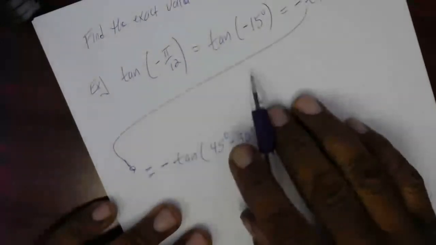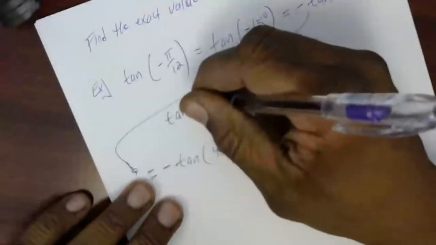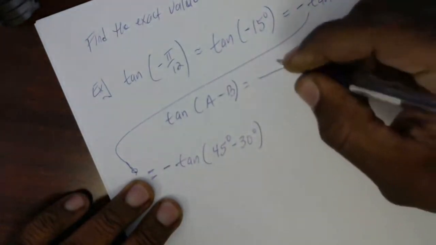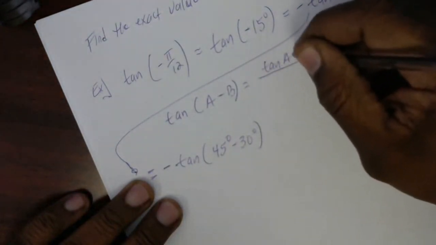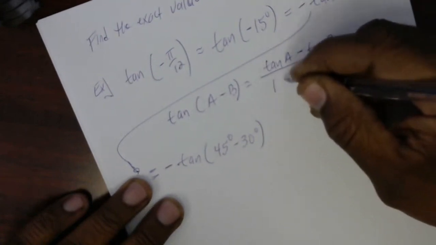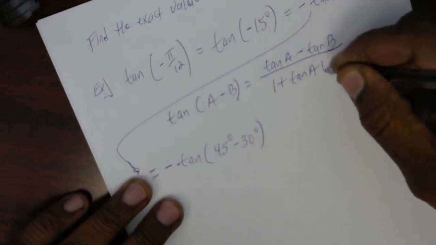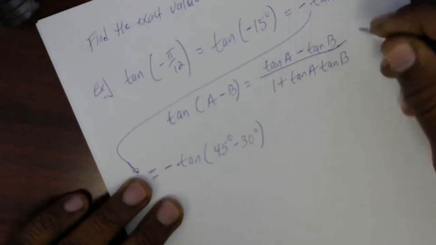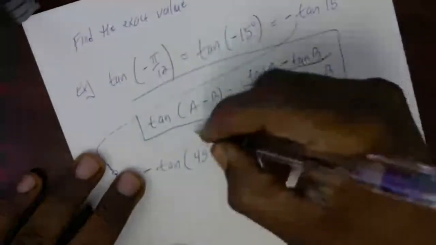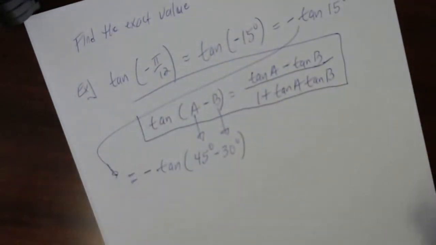Right, so above the problem, I'm just simply going to write the formula. So we have the tangent of A minus B. That's equal to tangent A minus tangent B divided by 1 plus tangent A times tangent B. Okay. All right, so here again, this can be pulled from the formula sheet. So in the formula, I'm going to substitute A for 45, and I'm going to substitute B for 30.